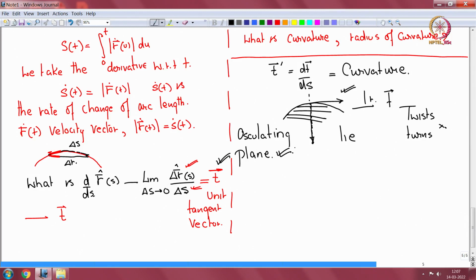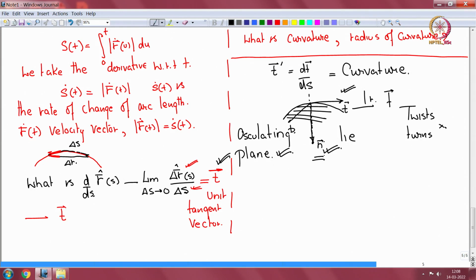There is also another vector called the binormal. At this point there is another vector called the binormal. So they are denoted by t, n and b, in the sense of a right handed coordinate system. I am just telling you the directions. We have to set a convention for the direction of the normal.